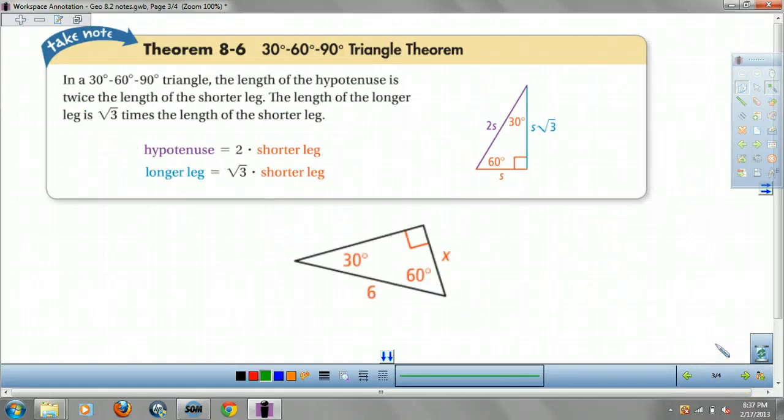Another triangle. This one's 30, 60, 90. The side opposite your 30 is x, or s. Side opposite your 60 is s square root of 3. And the side opposite your 90 is 2 times the length of your shortest leg. Okay? Think about it this way.